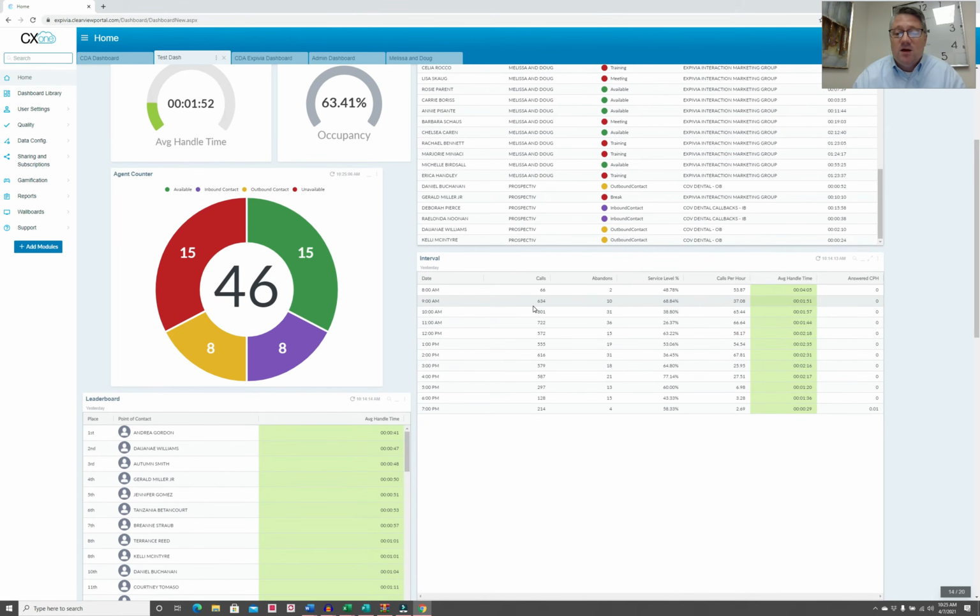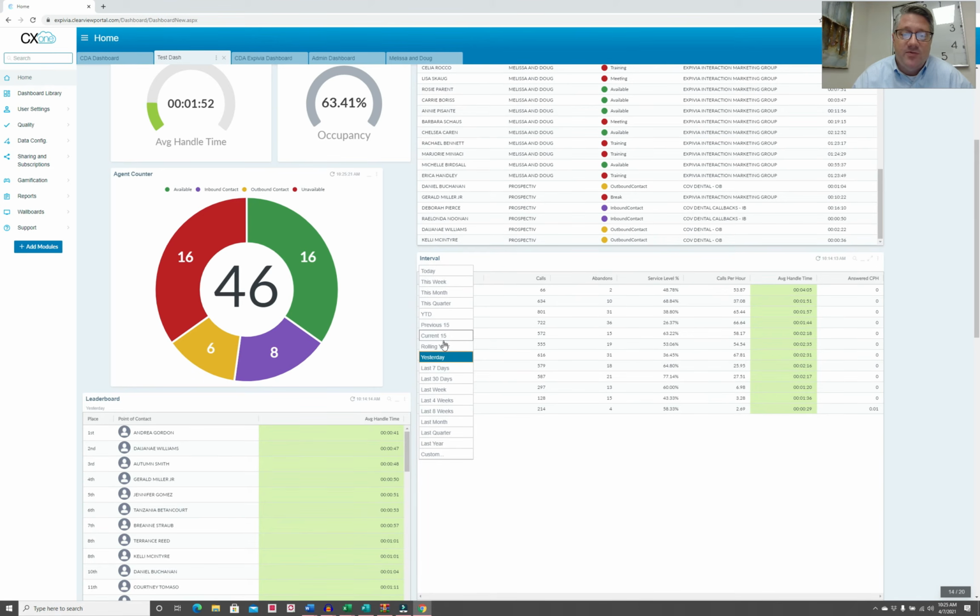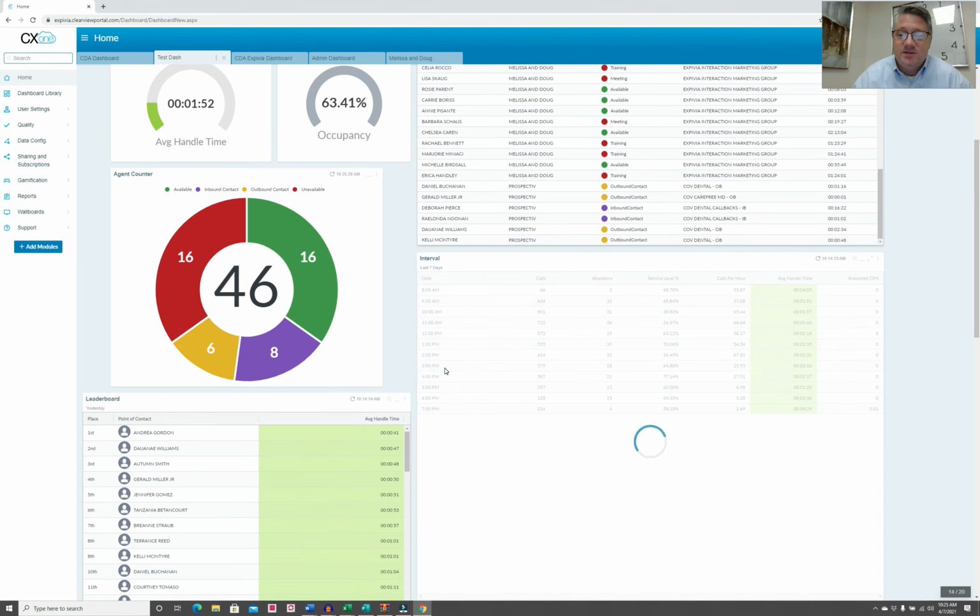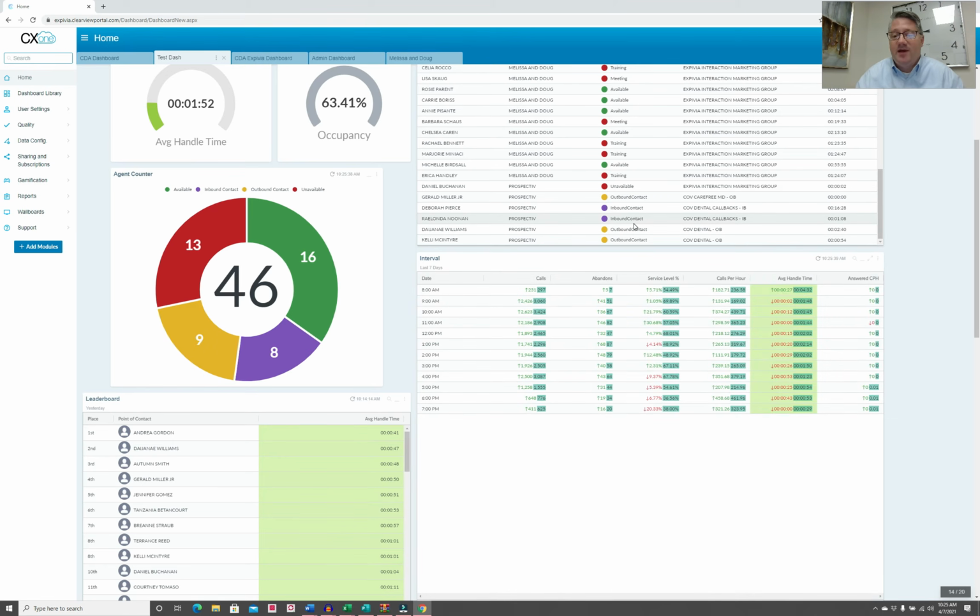I like to also have an interval. Now I just did this for yesterday because it's only 10:25 in the morning here, so we're not going to have a ton of data. The cool thing about even InView, not to plug this, is that I can change really quickly: this week, this month, this day, which is really cool. So if I want to know how many calls we've had in the last 7 days, I just click that, and calls by interval come up for the last 7 days.